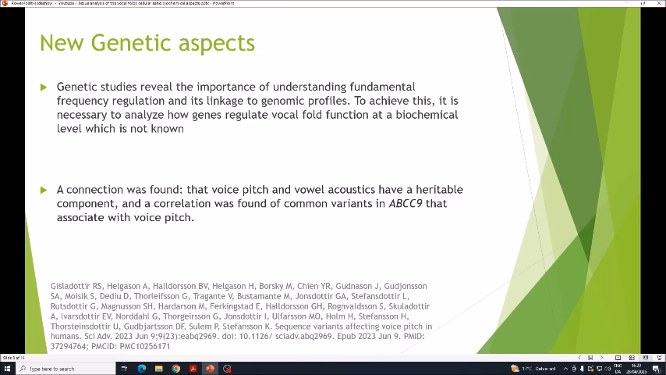Genetics help us understand pitch and its biochemical ties, though much is still unknown. Voice pitch and vowel acoustics are heritable. One study linked pitch to gene variant ABCC9, showing genetic association.